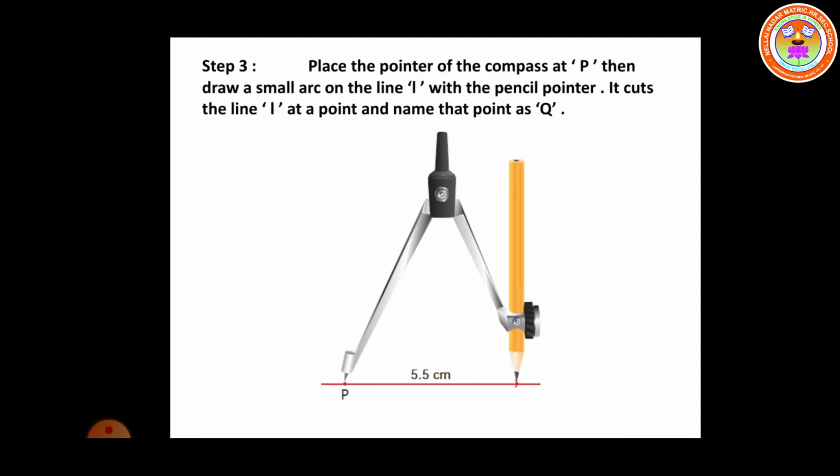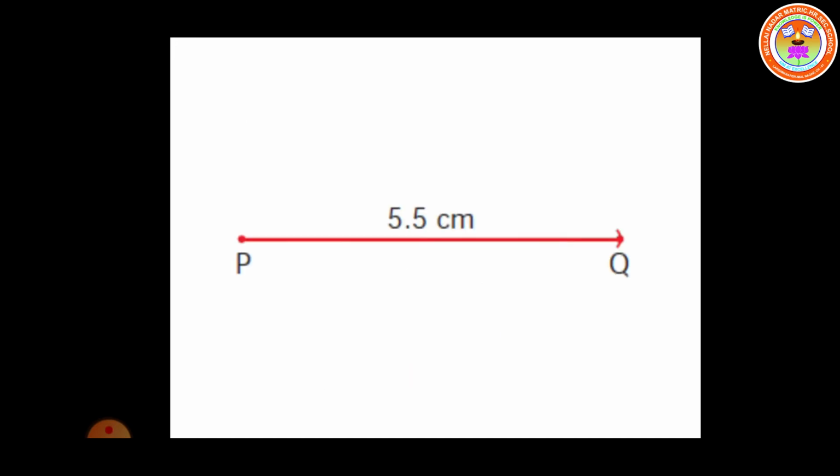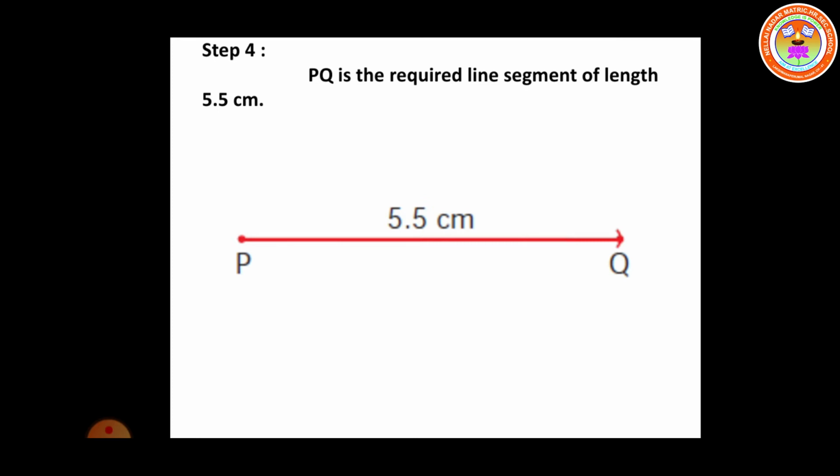Step 3. See the diagram. Place the pointer of the compass at P. Then draw a small arc on the line L with the pencil pointer. See the diagram, we have to draw it like that. It cuts the line L at a point, and name that point as Q. So here, the last step: PQ is the required line segment of length 5.5 cm.